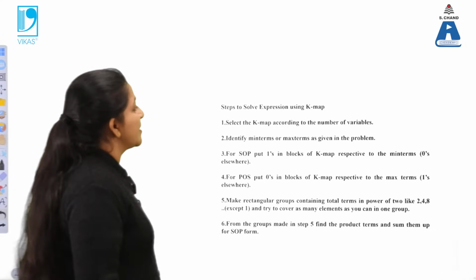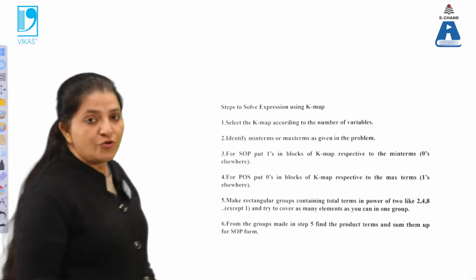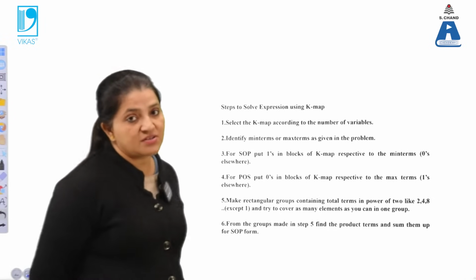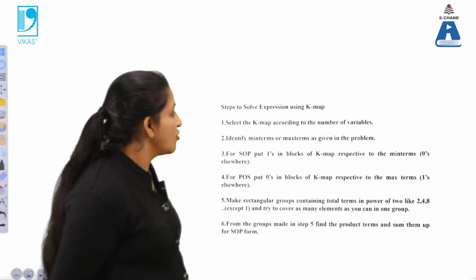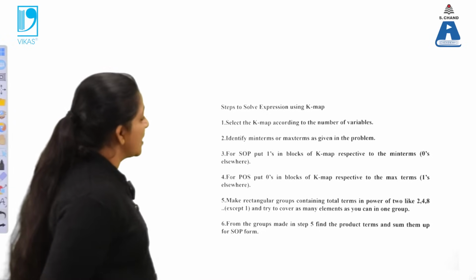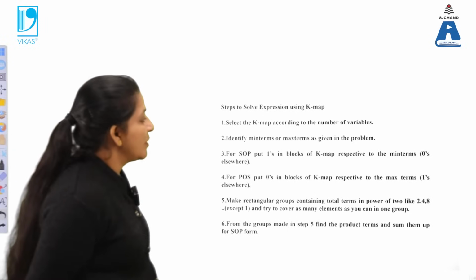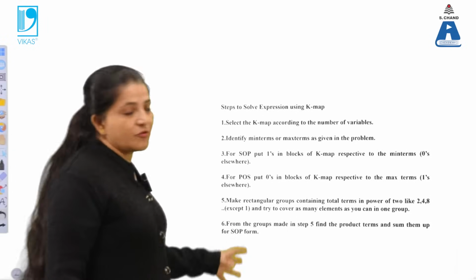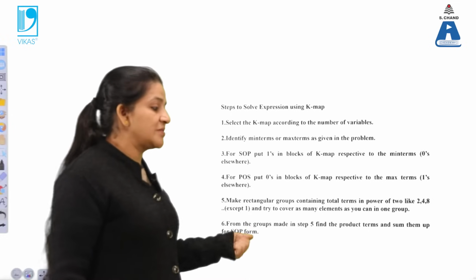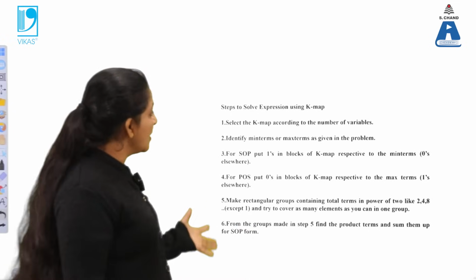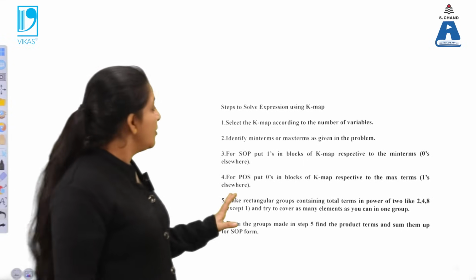Now, the steps to solve the expressions using K maps. How can we solve K maps, that means how digital circuits can be solved in order to get the output value? Firstly, select the K map according to the number of variables. Depending upon the number of variables, either 3 variables, 4 variables, or 5 variables, K maps are introduced.